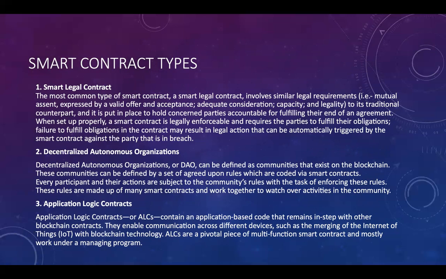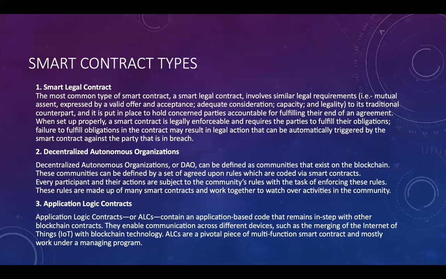The most common type of smart contract, the smart legal contract, involves legal requirements similar to its traditional counterpart, for example mutual assent expressed by a valid offer and acceptance, adequate consideration, capacity, and legality. It is put in place to hold the concerned parties accountable for fulfilling their obligations. When set up properly, a smart contract is legally enforceable and requires the parties to fulfill their obligations. Failure to fulfill obligations in the contract may result in legal action that can be automatically triggered by the smart contract against the party that is in breach.